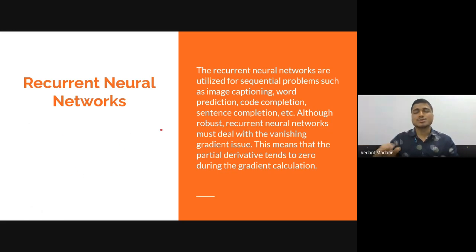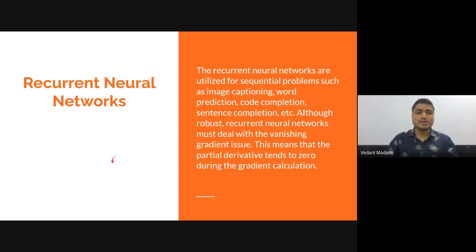Vanishing gradient means, suppose you have closed your eyes and you are asking for directions. That game is there. He says left, left, left. You are trying to hit your target. And he says, go left, left, left. The other person says, go right. Okay, go front. It is like that. So you have limited information, but you are trying to gain some insight using that information. So that is the problem with recurrent neural networks.